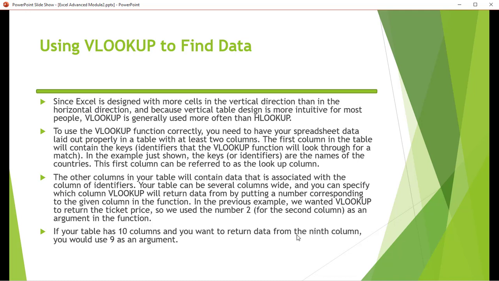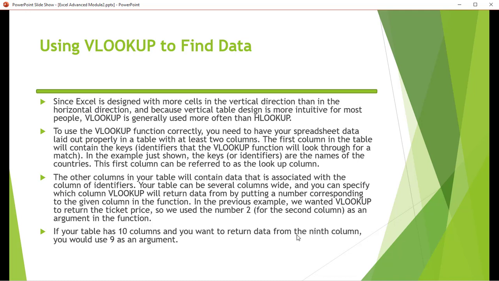To use the VLOOKUP function correctly, you need to have your spreadsheet data laid out properly in a table with at least 2 columns. The first column in the table will contain the key identifier that the VLOOKUP function will look through for a match. In the example just shown, the keys, that is your identifiers, are the names of the countries. The first column can be referred to as the lookup column. The other columns in the table will contain the data that is associated with the identifier.